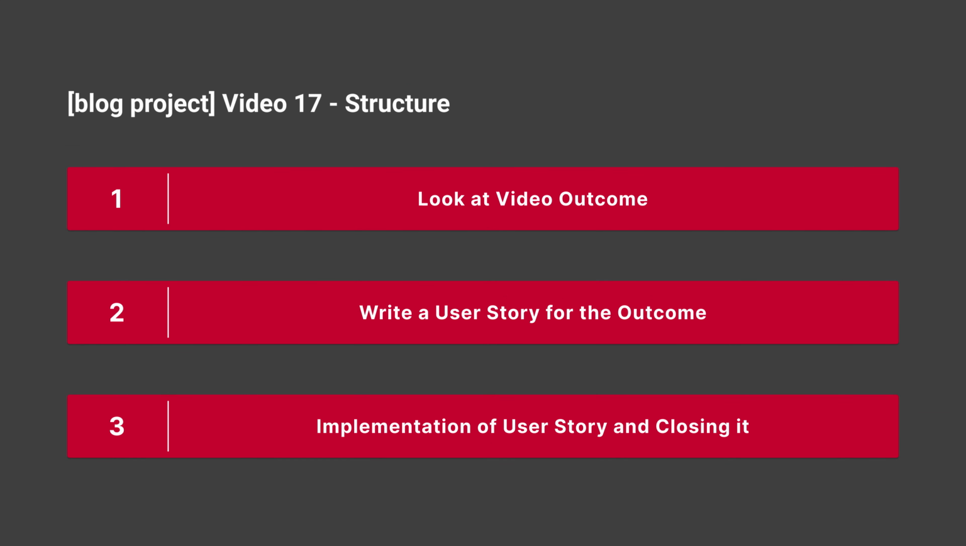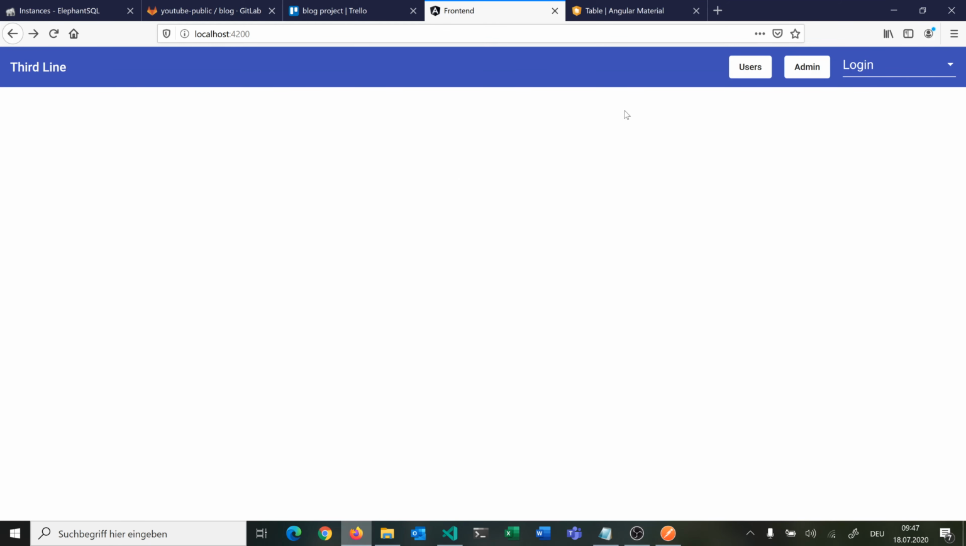Our video structure is as always: first we have a look at our video outcome, then we write a user story for this, and then we implement the user story and close it. Let's now have a quick look at the outcome of this video.